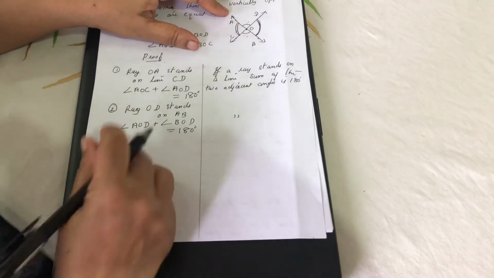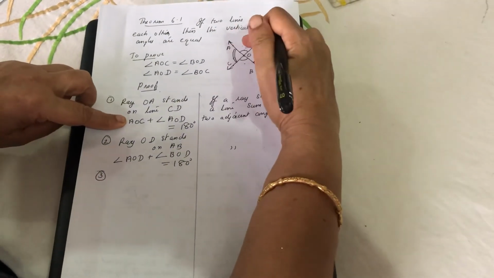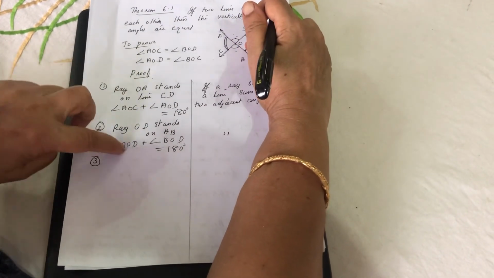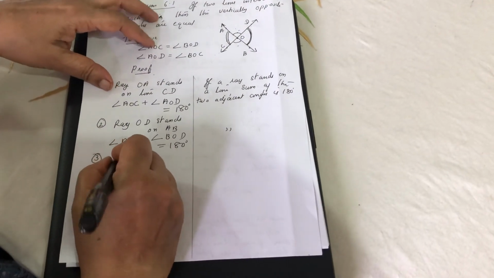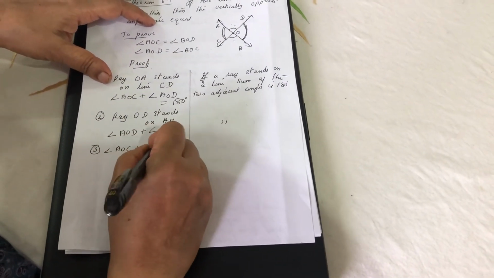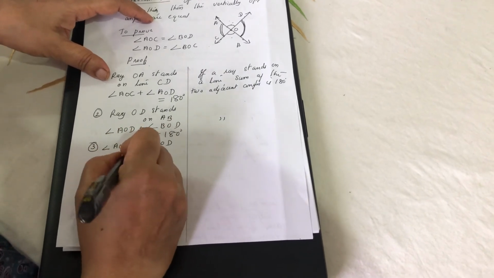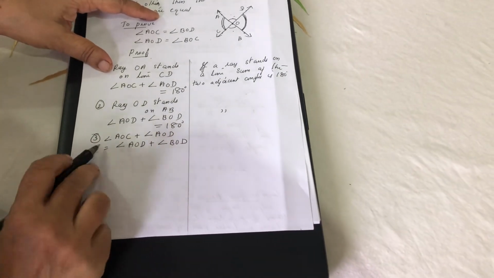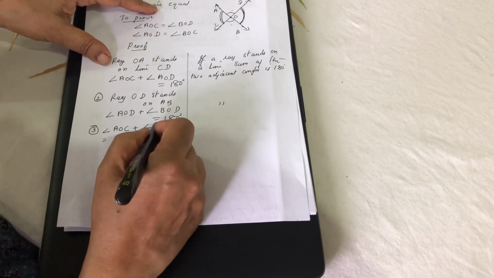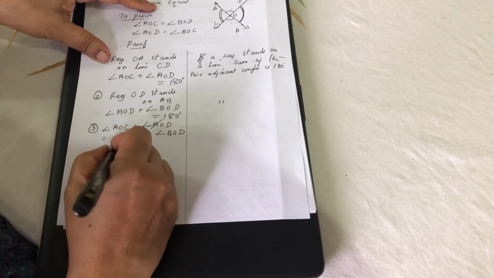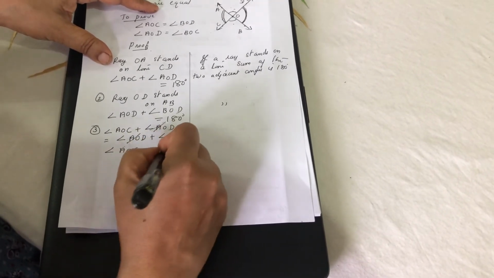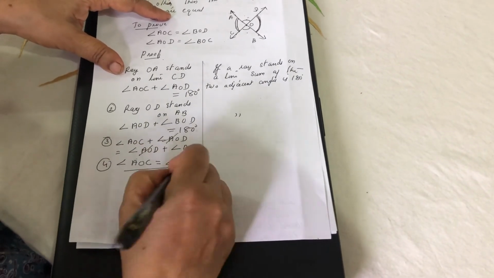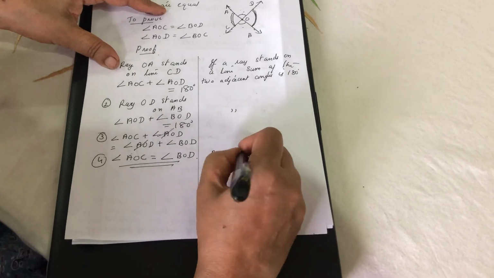Now the third one. You see here AOC plus AOD is 180, and AOD plus BOD is 180. I can equate these two. So angle AOC plus angle AOD equal to angle AOD plus angle BOD. Here on both sides AOD is there, so you can cancel these two. So you are getting angle AOC equal to angle BOD. So this is one we have proved here.